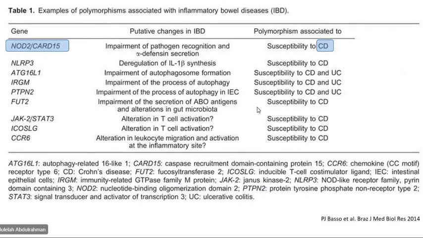Remember that NOD2/CARD15 is among the earliest genetic mutations that have been described in patients with Crohn's disease. It's been associated in Caucasians, not in Asians, with developing severe Crohn's disease. So just remember at least one of those, it's difficult really to remember all of them.